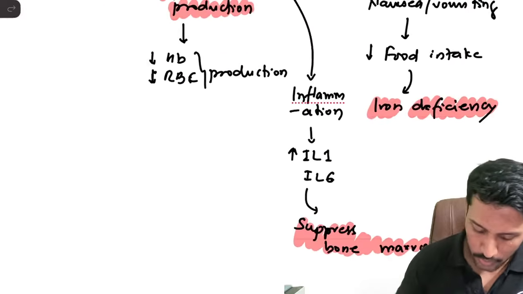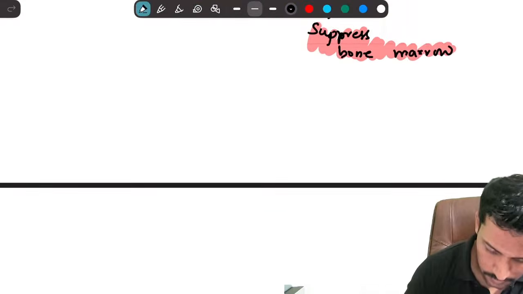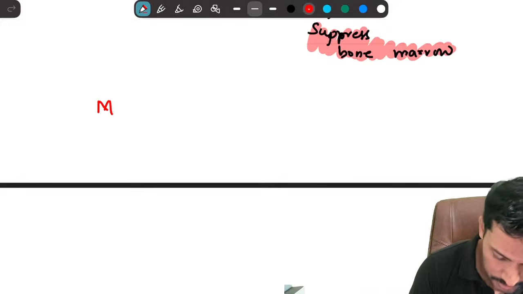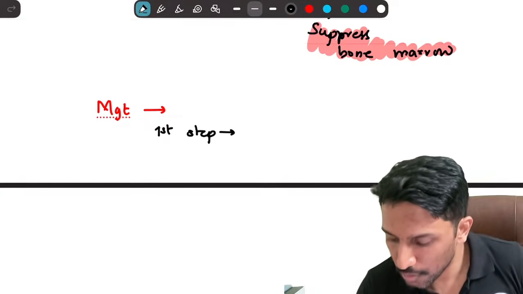So then tell me now, how are we going to manage the anemia of CKD? How do you manage anemia of CKD? So first step is not to give erythropoietin, because if I give erythropoietin, what will happen?